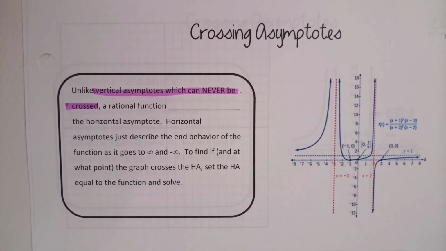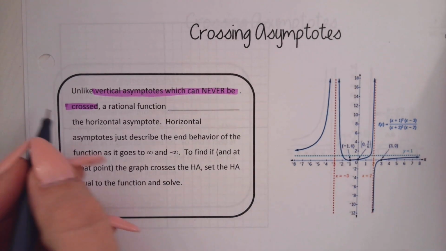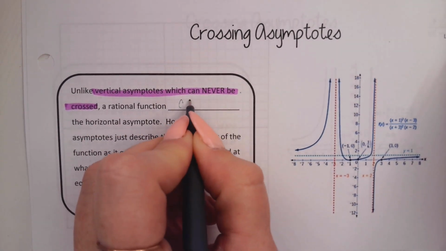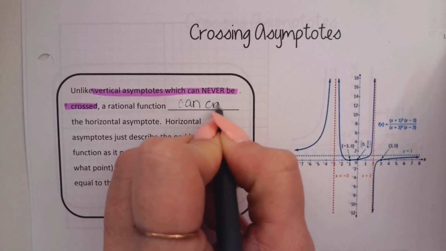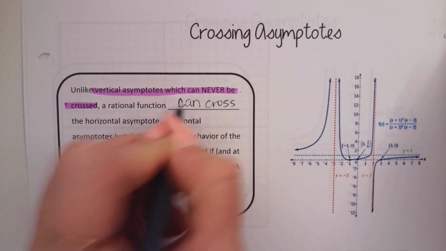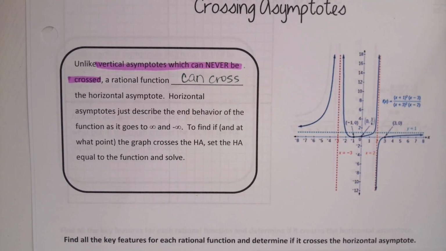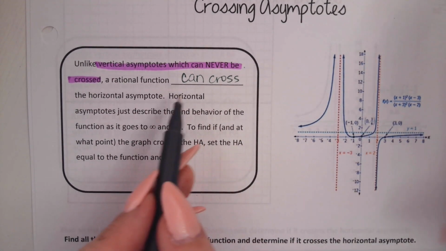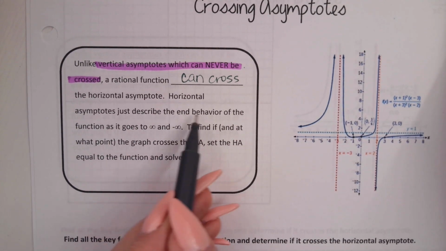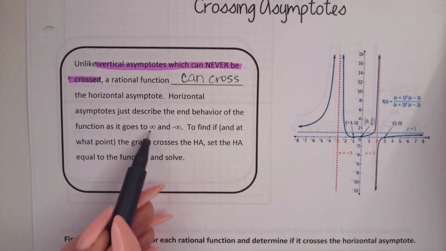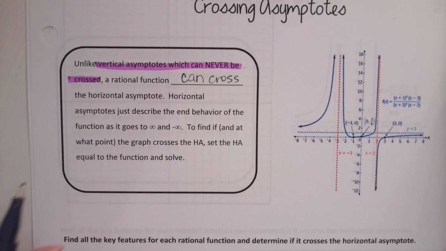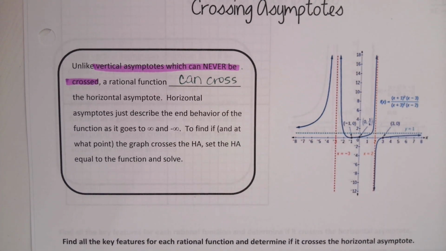a rational function can cross the horizontal asymptote. It's allowed to. It can also cross a slanted asymptote. Horizontal asymptotes just describe the end behavior of the function as it goes to infinity and negative infinity. Here's the important part.